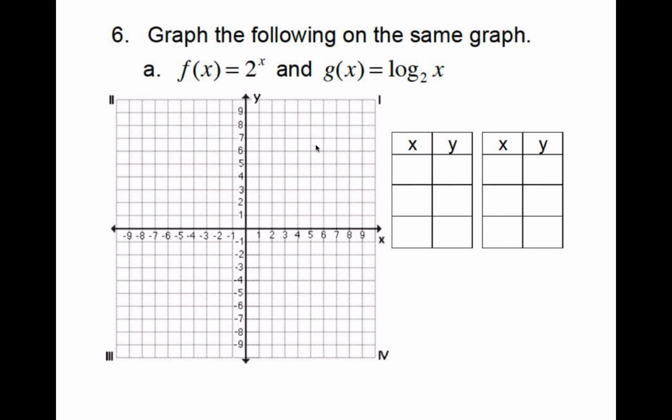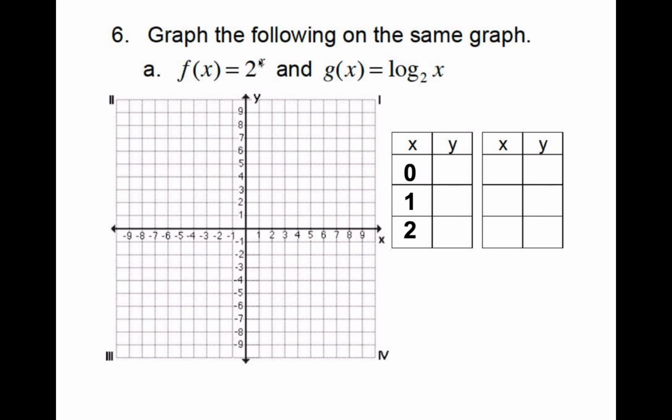So let's put this together. So it says to graph the following on the same graph. So notice these two graphs are inverses of each other. So we're going to fill in the table for 2 to the x power. So I'm going to do 0, 1, and 2. That's what I always use.